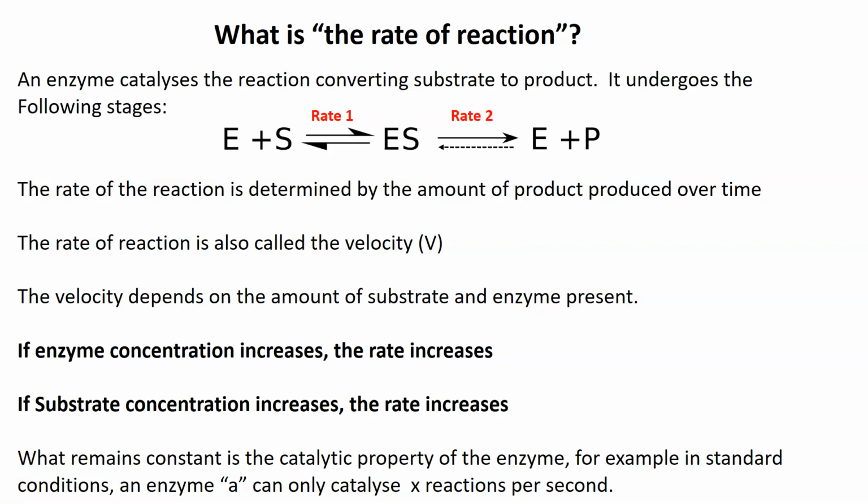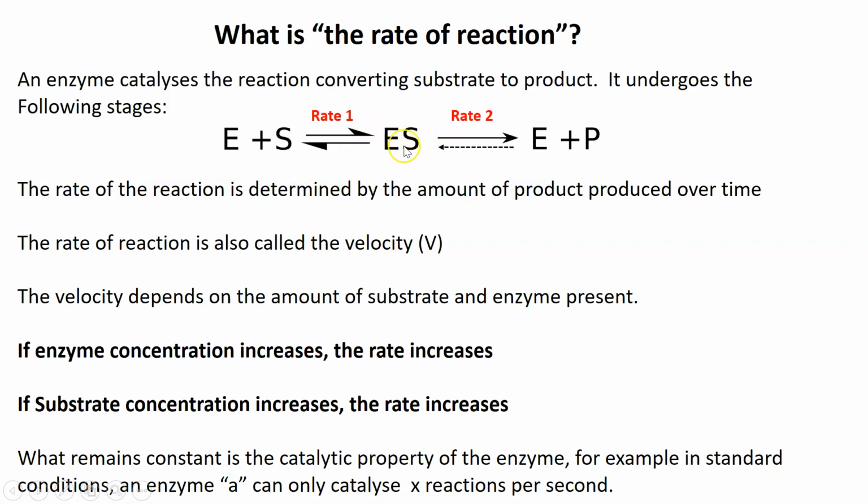And let's look at velocity in a bit more detail here. So we're looking at the rate of reaction. When we talk about velocity, we're talking about rate of reaction. Now, in order for an enzyme, labeled as E, to form a product, labeled as P, at the end, it has to undergo certain changes. But first of all, the enzyme has to meet up with the substrate. The substrate has to interact with the enzyme, and so the substrate fits into the active site of the enzyme. And once it fits into the active site, it becomes the enzyme substrate complex.